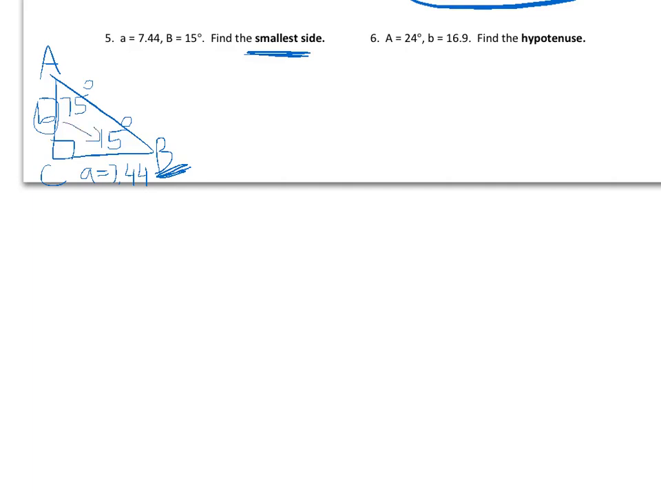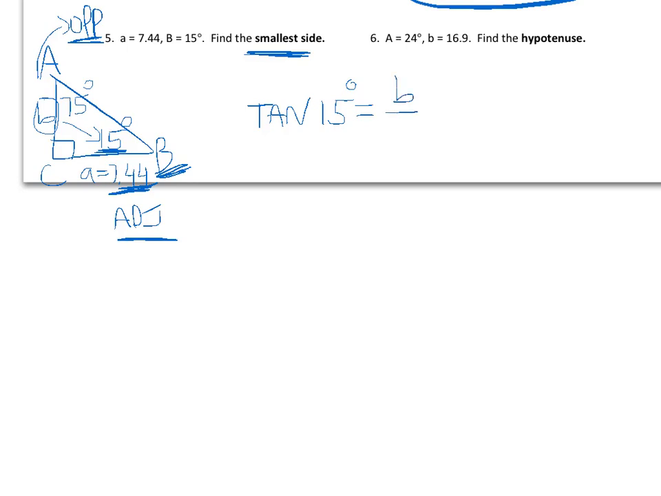So all I have to find there is little b. You could use 75 degrees as well, but I'm going to use 15 degrees. If I use 15 degrees, this side that I want to find, little b, is the opposite side, and this 7.44 is the adjacent side. So I'm going to use tangent because I have the adjacent and I want to find the opposite. So I'm going to do tangent of 15 degrees, opposite of 15 degrees is little b, and I put it over the adjacent, which is the 7.44.